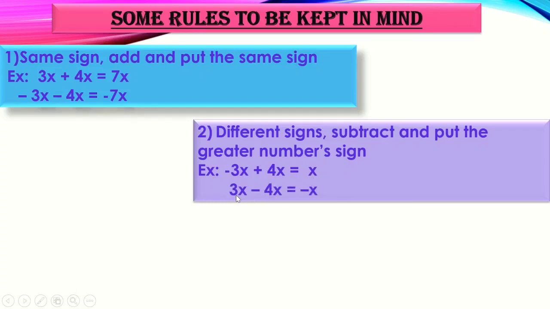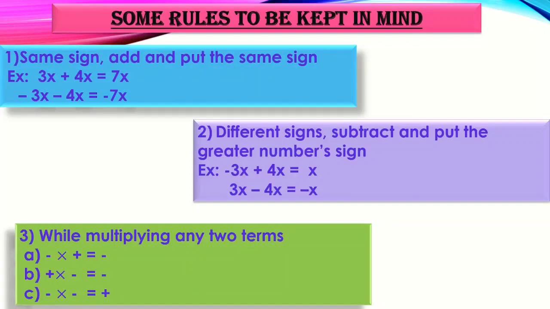In a similar way, 3x minus 4x, different signs, because when nothing is written over here, it means it is plus. So plus 3x minus 4x is giving us minus x. Now, the next rule is, when we multiply any two terms having different signs, the answer will have the minus sign with it. Same here in the B part, plus into minus will give us minus. When we multiply two numbers having the same sign, the answer will be plus, right?